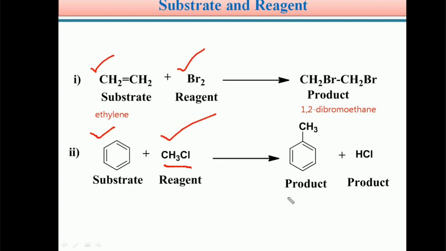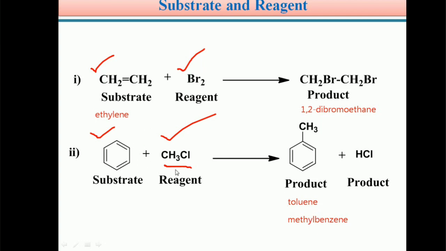Whenever benzene is treated with methyl chloride, it gives the corresponding product toluene, benzene having a methyl group. Toluene is the common name and its IUPAC name is methyl benzene. Methyl benzene, or toluene, is formed as a product.